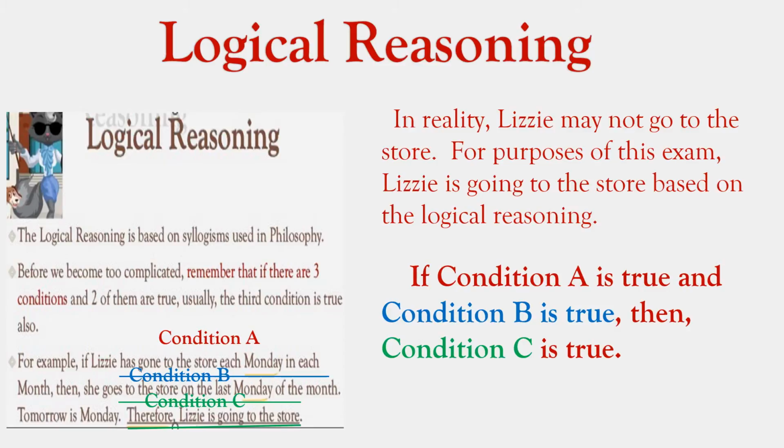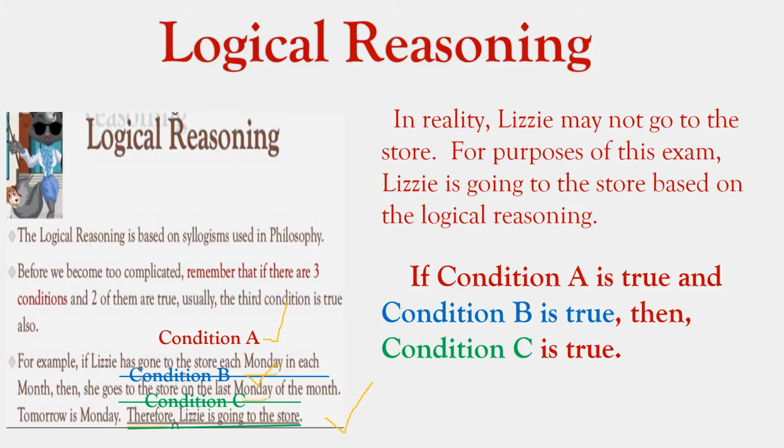She goes each Monday in each month, that's condition A. Then she goes on the last Monday of the month, that's condition B. Then tomorrow is Monday, and condition C is your conclusion. Therefore, she is going to the store. Condition A came out to be true, condition B was true, then C must be true. Don't make this any harder.